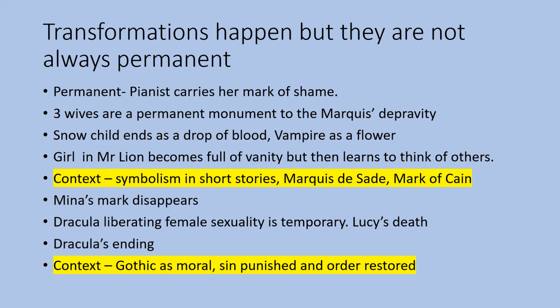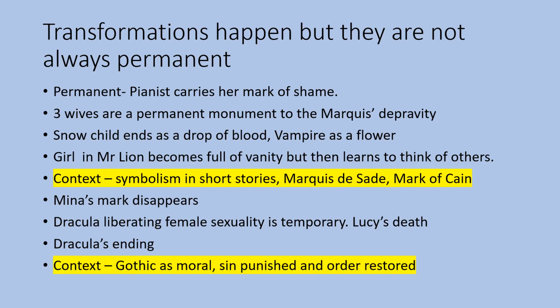The Snow Child, she ends with a drop of blood. She doesn't come back. The vampire is transformed into a human, and she dies. And ultimately, she's transformed into the symbol of a flower. The girl in Mr. Lyon becomes full of vanity, but she's not transformed permanently. Her vanity stays with her, but then she learns to think of others. She changes. So we could argue that in some stories, transformation is permanent, but in some stories, it isn't permanent.